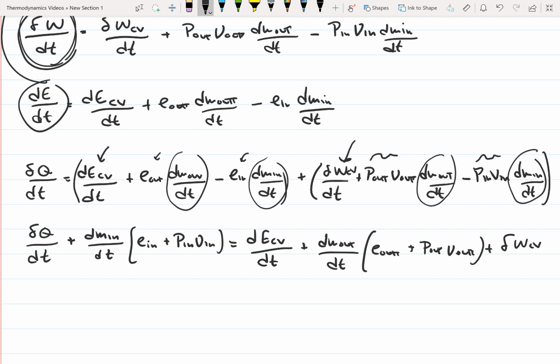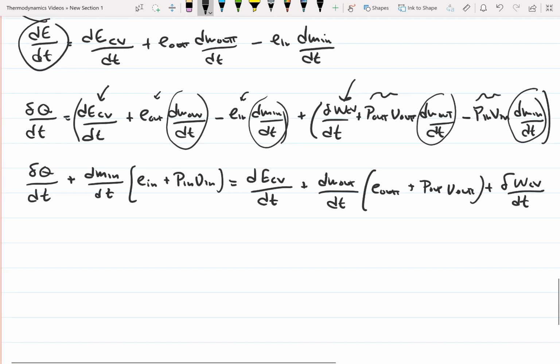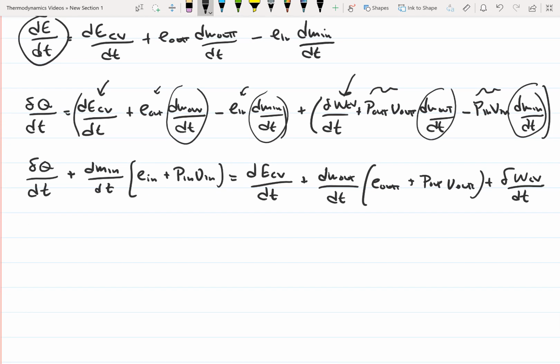So now what we want to do is remember that the total energy, assuming that we have a simple compressible system, is equal to the internal energy plus the kinetic energy plus the potential energy.